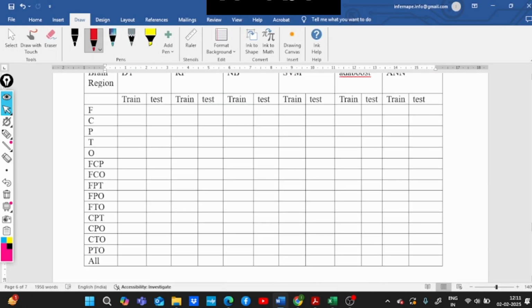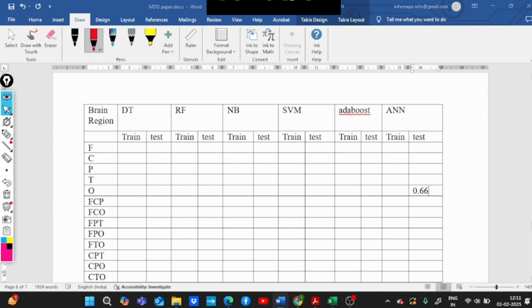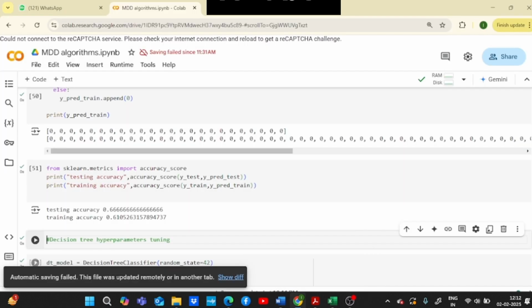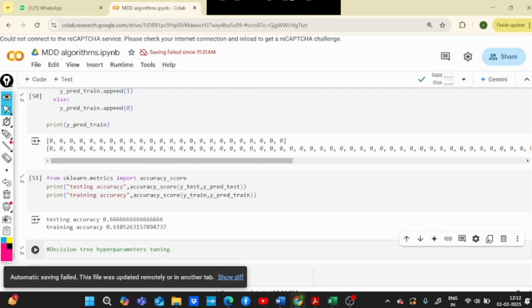So these many things we need to check. For ANN, which lobe was there? Occipital lobe. So it was 0.66 and this was how much? I think it was 0.67 something or 0.65, 0.67. So this was for the occipital lobe. But in ANN, you need to try various optimizers. Currently, it is the ADAM optimizer. Then again, you need to try a different activation function, different learning rate. So many things are there to be optimized.